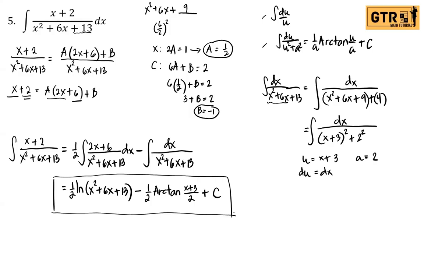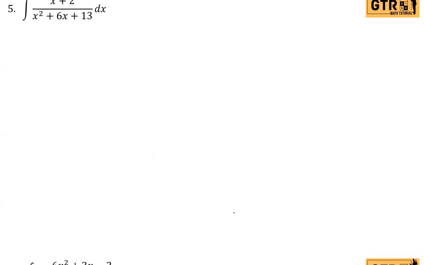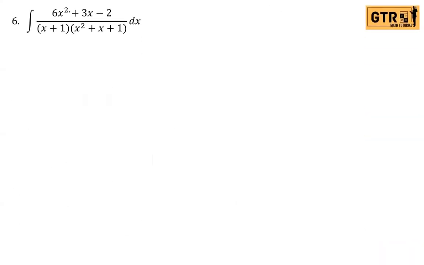Okay, so next example, number 6. Number 6, so we have the integral of 6x squared plus 3x minus 2 all over x plus 1 times x squared plus x plus 1 dx. So it is a combination of case 1 and case 3. For the first factor, x plus 1, this is case 1 because it is linear in the form ax plus b and there is no exponent.